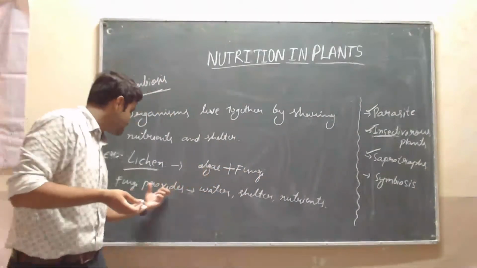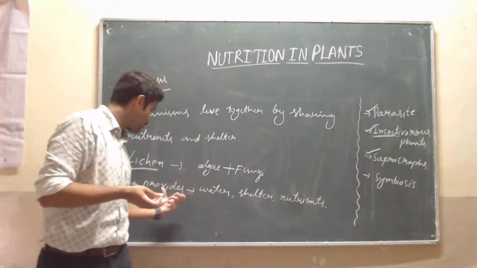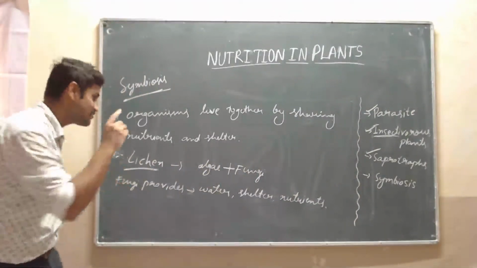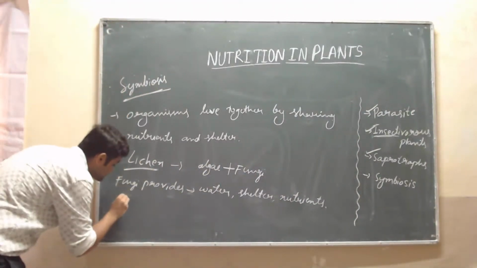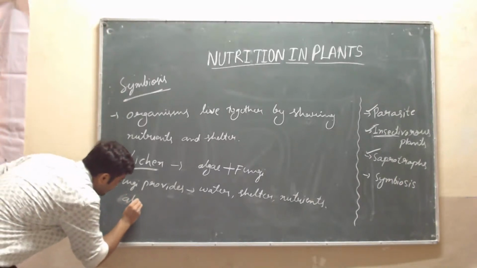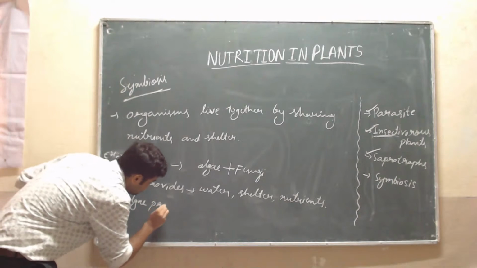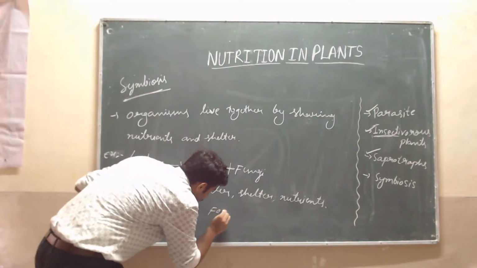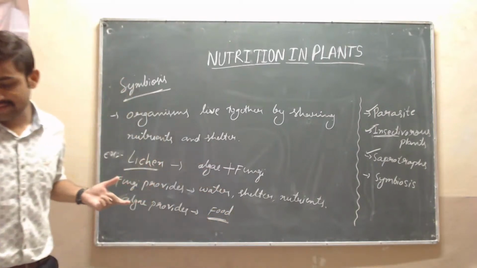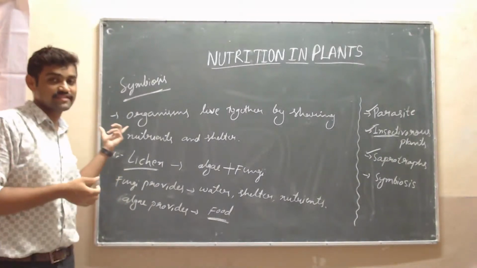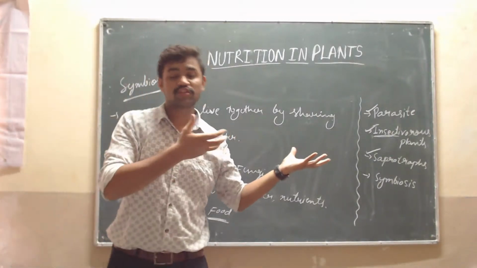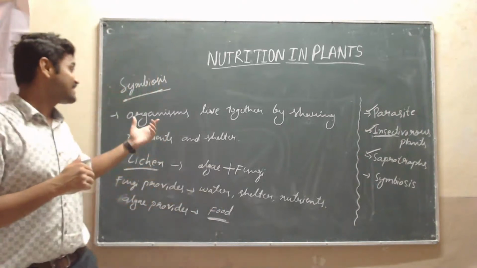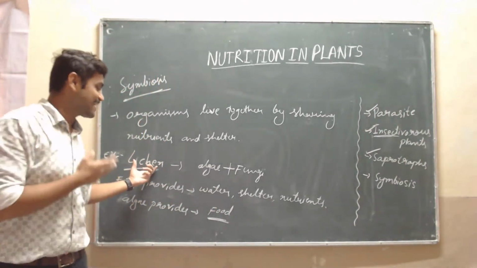Like, see here, what does fungi give? Fungi will provide water, shelter and nutrients. In return, what should algae give? That gives food to fungi. Algae provides food to fungi. Okay, this is called symbiosis. See, you friends say, I will give you 10 rupees, you give me this, I will give you chocolate, you give me a book, like that. This is called symbiosis. The good example for symbiosis is lichen plant.